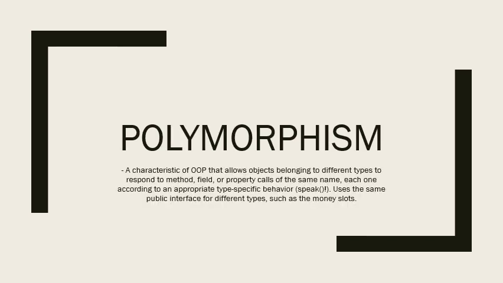Polymorphism, a characteristic of OOP that allows objects belonging to different types to respond to method, field, or property calls of the same name, each one according to an appropriate type-specific behavior. Uses the same public interface for different types, such as the money slots.